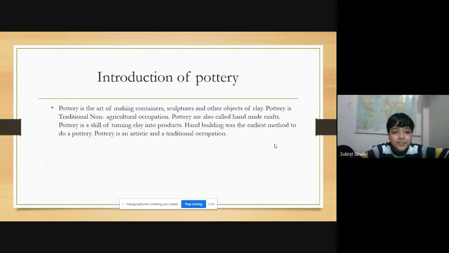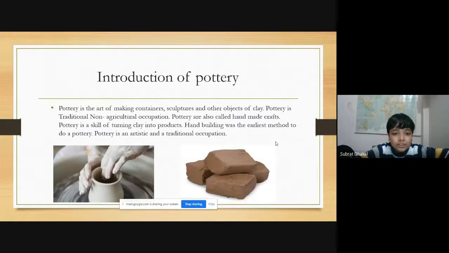Introduction of pottery. Pottery is the art of making containers, sculptures, and other objects of clay. Pottery is a traditional non-agricultural occupation. Pottery is also called handmade crafts. Pottery is the skill of turning clay into products. Hand building was the earliest method of pottery. Pottery is an artistic and traditional occupation, as you can see in some pictures of it.